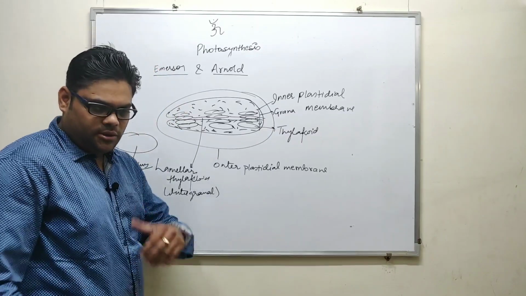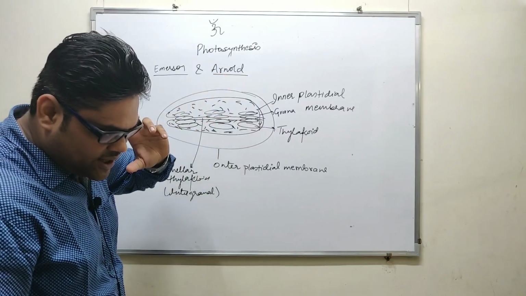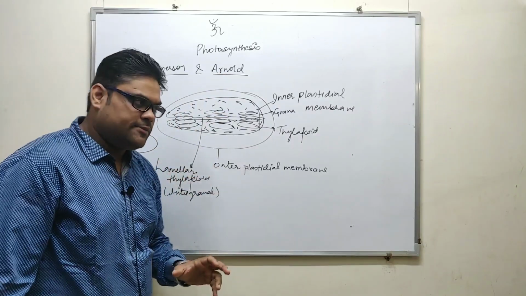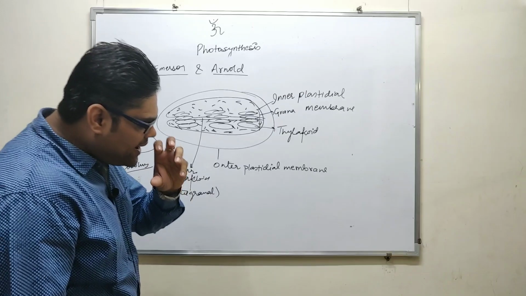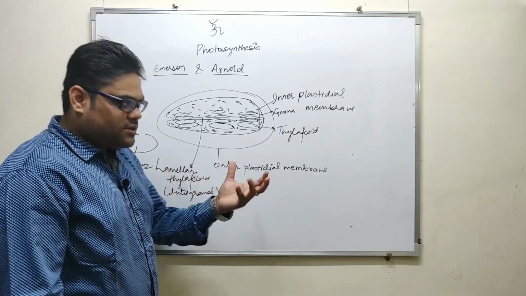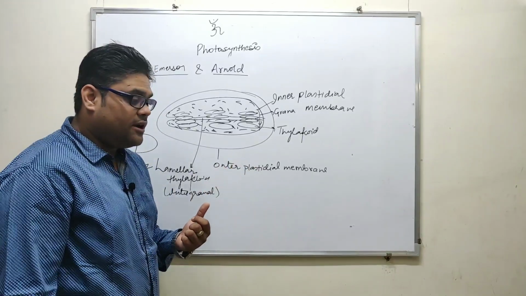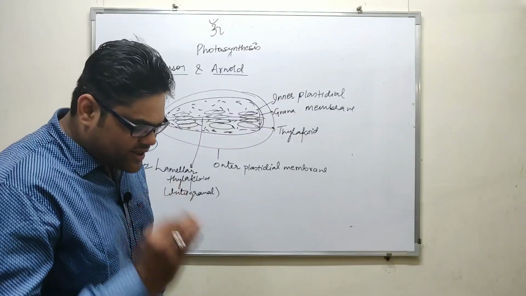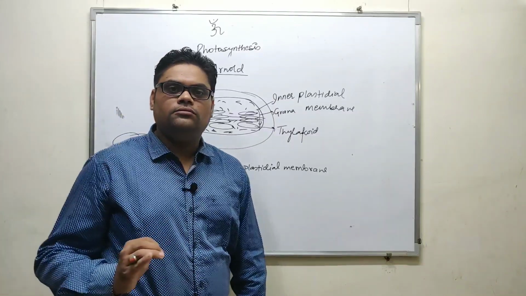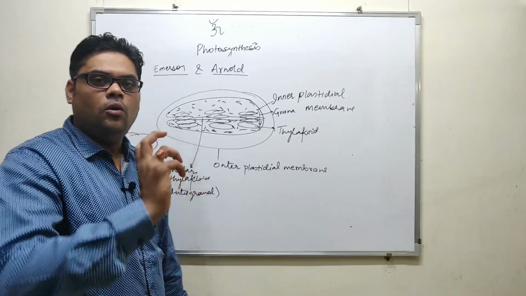Now coming to the historical background again. Emerson and Arnold, what did they do? They conducted the flashlight experiment. Then coming to Ruben and Kamen, Hassid, Kamen, this group of scientists proved that oxygen is liberated from water during the reaction of photosynthesis.